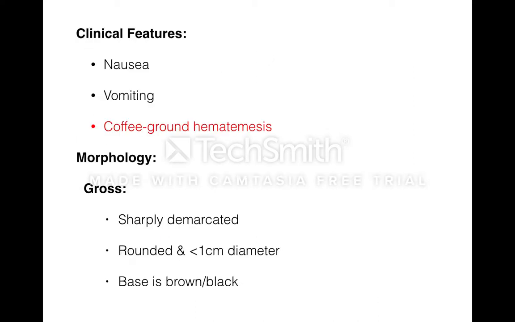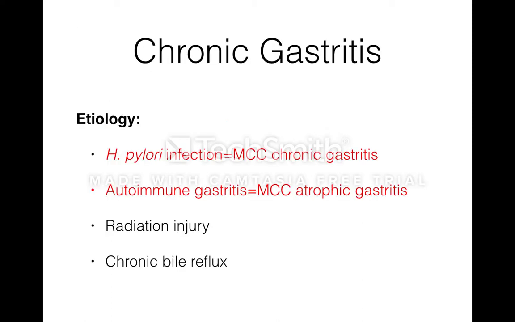Patients with acute ulcers can present with nausea, vomiting, and coffee ground hematemesis. If bleeding is bad enough, they may require a transfusion. Other complications include ulcer perforation. These ulcers tend to be sharply demarcated, rounded, and small in size with a brown to black ulcer base.